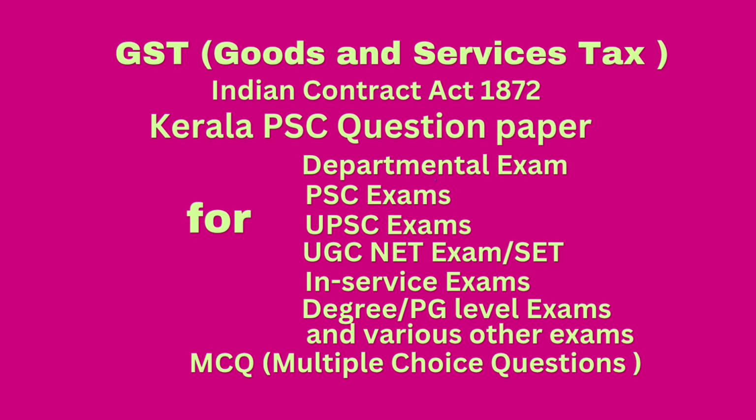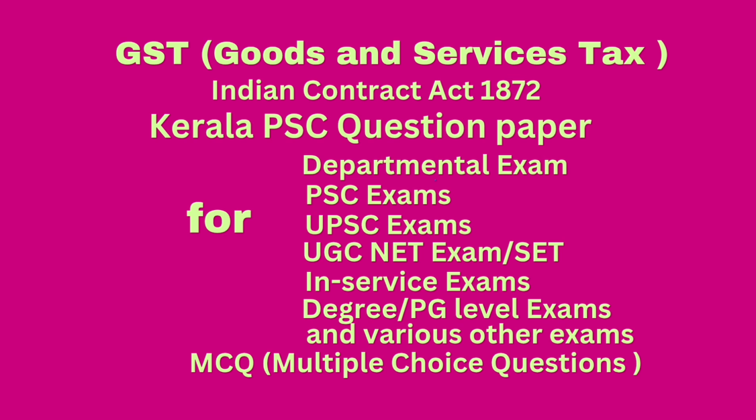Question number 89. The manufacturer of goods shall not be eligible to opt for the composition scheme. Answer, option A, ice cream, option B, pan masala, option C, tobacco, option D, all of the above. Correct answer, option D, all of the above. Question number 90. Agreement the meaning of which is uncertain or dash. Answer, void.